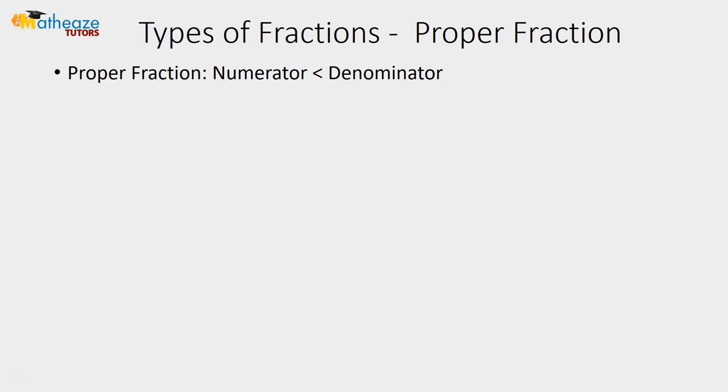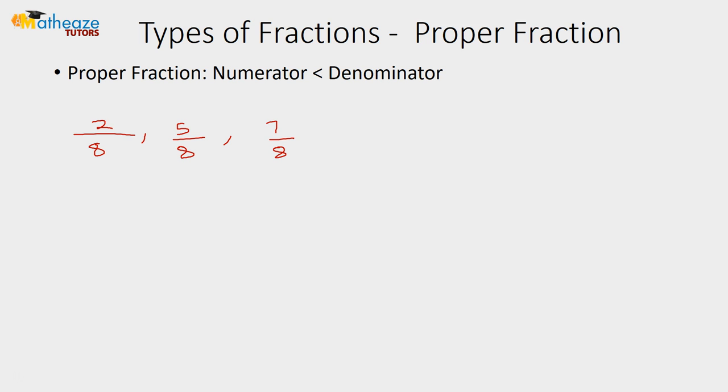Now we're going to look at proper fractions. A proper fraction is a fraction where your numerator is less than your denominator. So if you have, for example, a denominator of 8, any number from 1 to 7 would fit up here, would make a proper fraction. So 2/8 will be a good proper fraction. 5/8 will be a good proper fraction. 7/8 would be a good proper fraction.